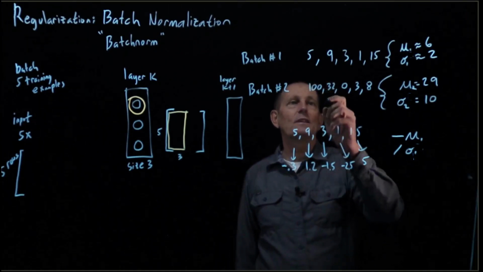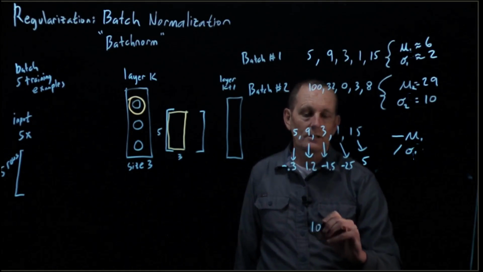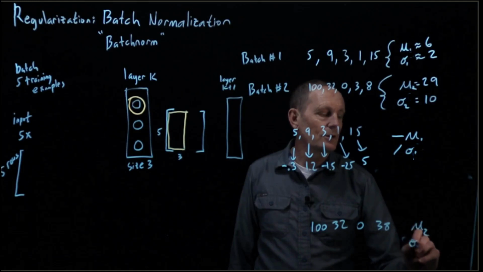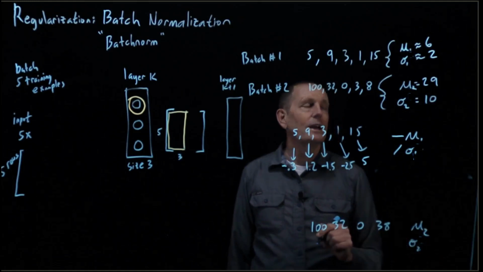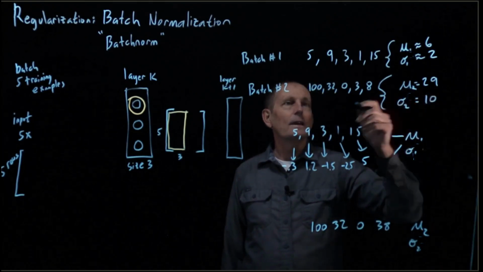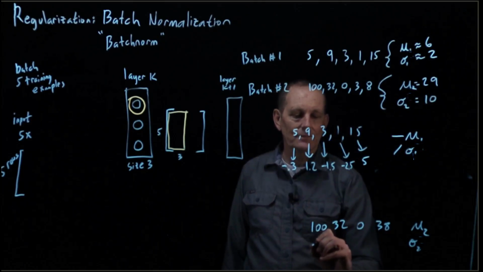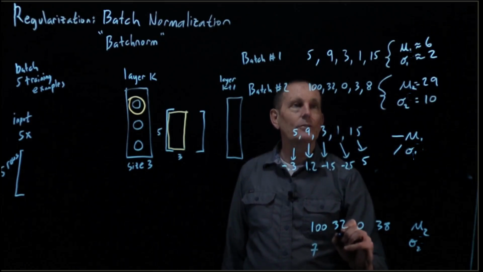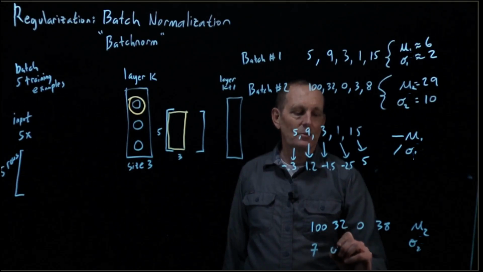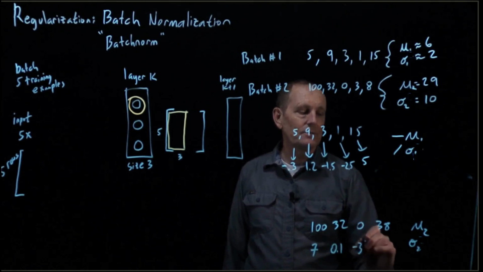Similarly, we can do the same thing for 100, 32, 0, 3, and 8. Let's just try it, actually. Here we'll use sigma sub 2 and mu sub 2, the mean. So 100 minus 29 is about 70, about 7 standard deviations above the mean. 32 is like a 0.1. 0 is about 3 standard deviations below the mean.